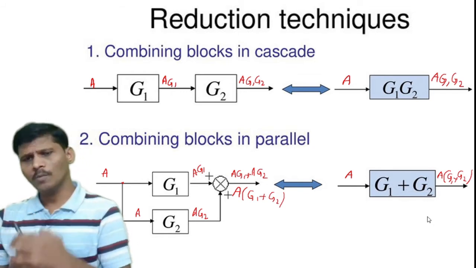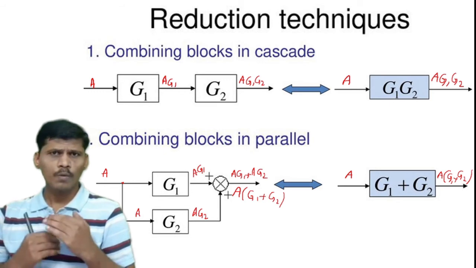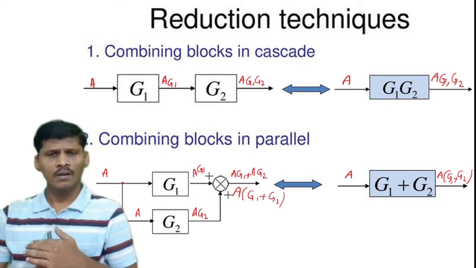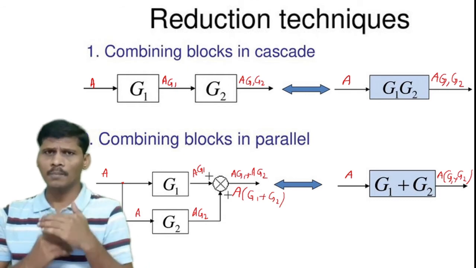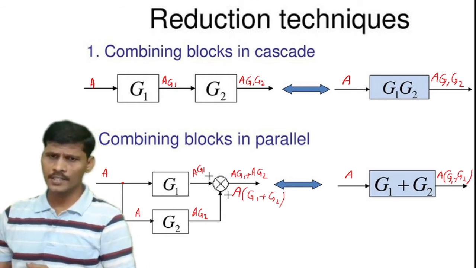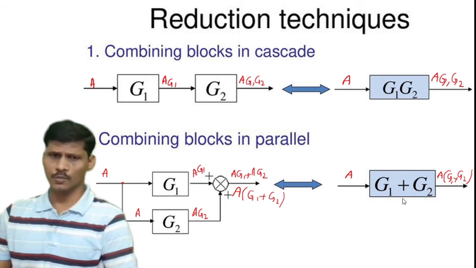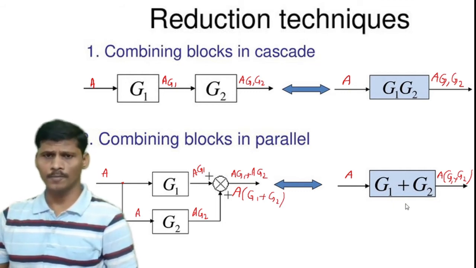So in the given block diagram, if two or more blocks are in parallel form, all the parallel blocks are combined into a single block. Here G1 and G2 are parallel, so combining these two blocks, we get this equivalent representation. That is the second rule.